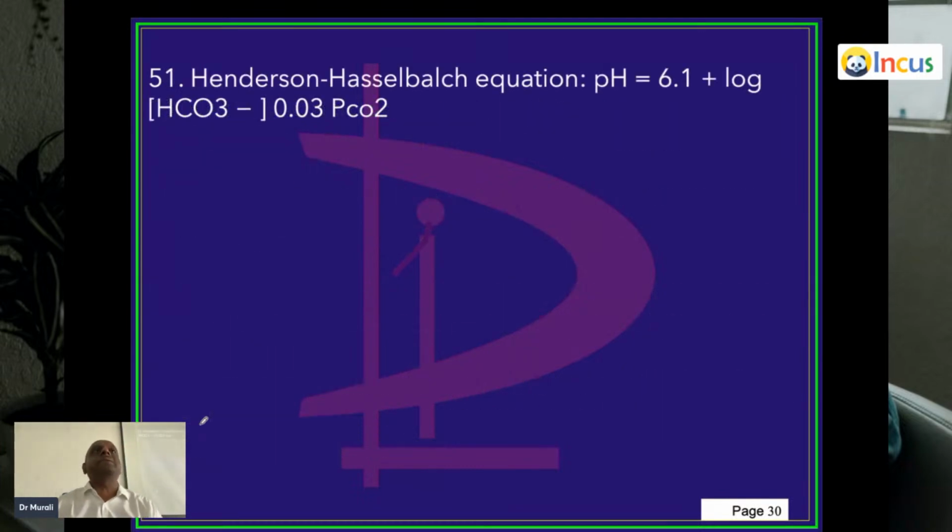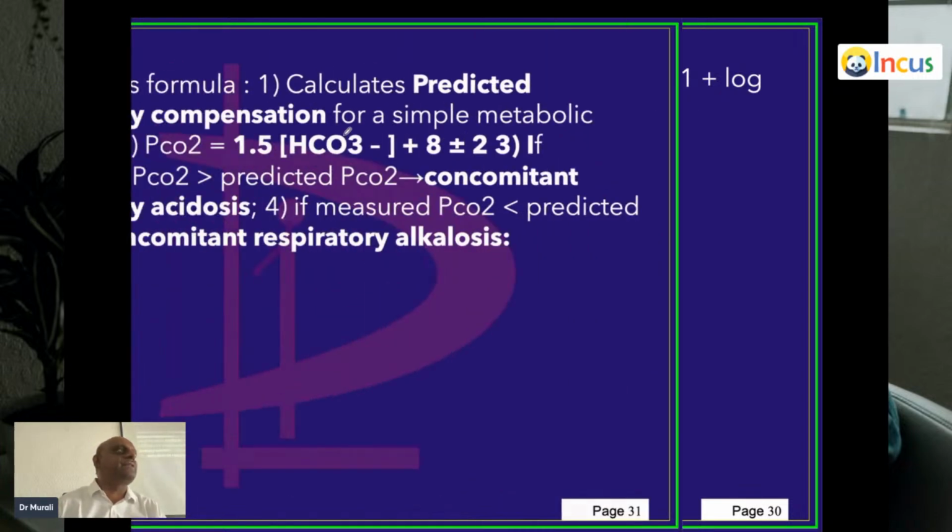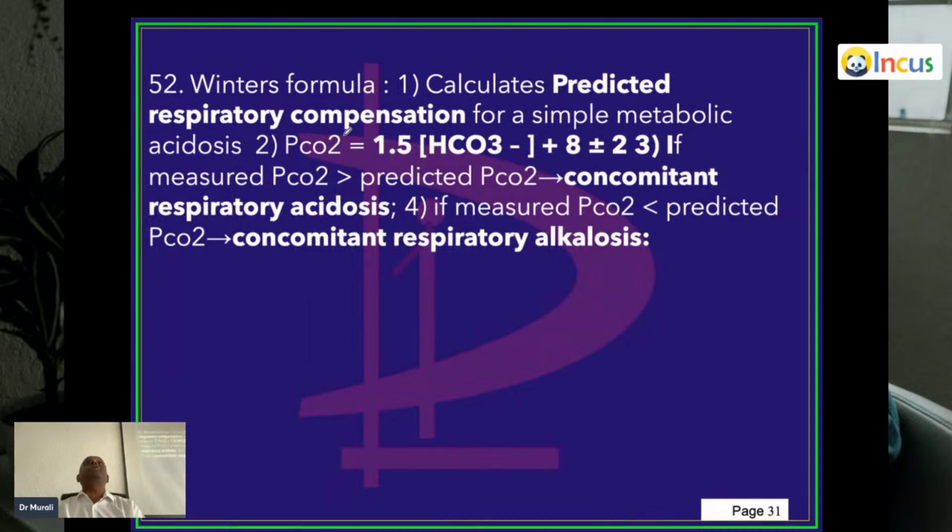So what is the Henderson-Hasselbalch equation? pH is equal to 6.1 plus logarithm of bicarb concentration over PCO2. I think somewhere the slash is missing. Just check that. Now comes Winter's formula. What is Winter's formula? In metabolic acidosis there is a respiratory compensation. Whether it got compensated or not, you will know by Winter's formula.